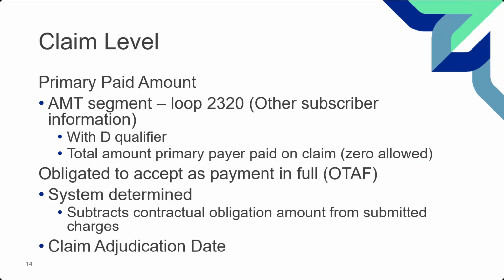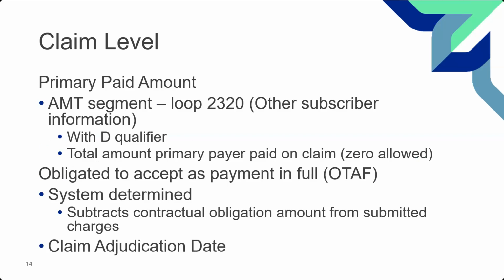The claim level, again, primary paid, the amount segment loop, the other subscriber information, you do want to put a qualifier. That's the item that's most frequently missed. The total amount primary paid on the claim, 0 is allowed. The primary doesn't have to make a payment. Well, why wouldn't they? Well, think about it. Could they apply it to deductible? Could they do a variety of other things? So just make sure that you're doing that.